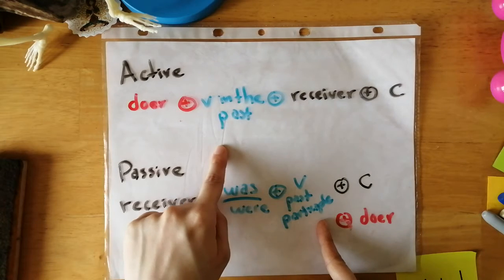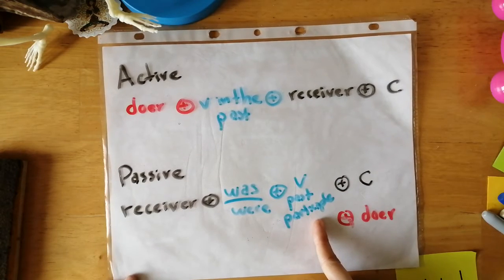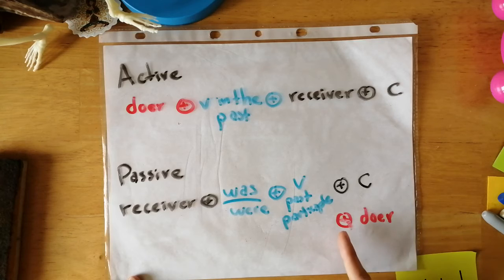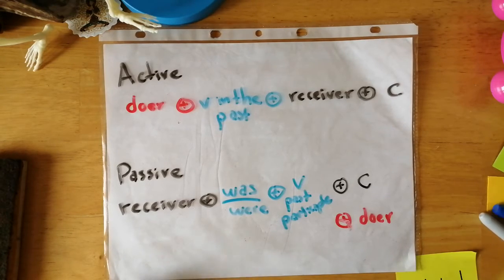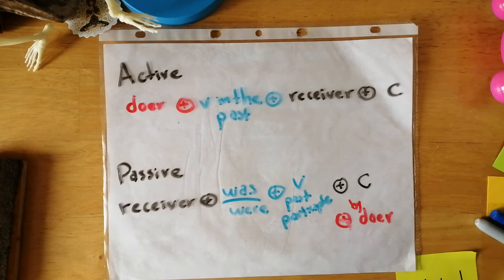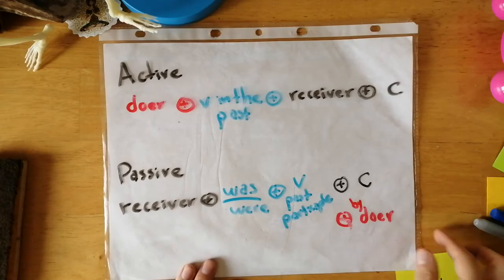This one is different, right? Simple past, past participle, plus the complement. Or sometimes you're going to use the doer of the action here, but you're going to need the preposition by. All right, let's check that out with an example.